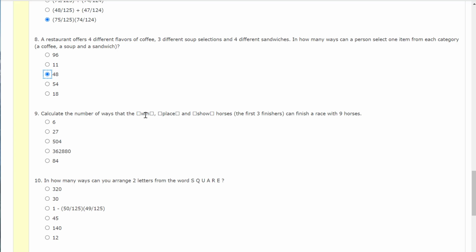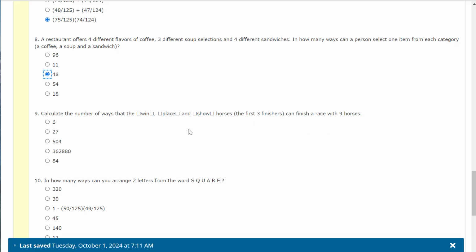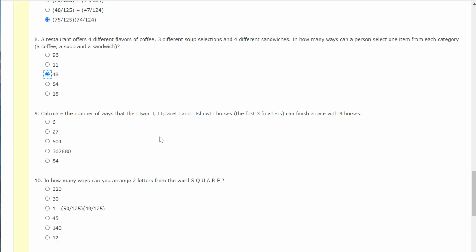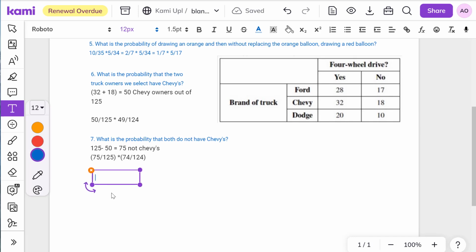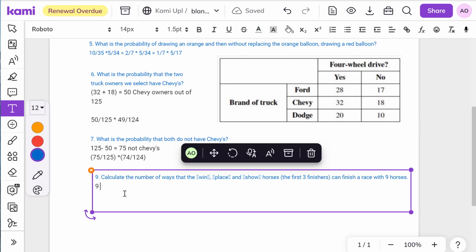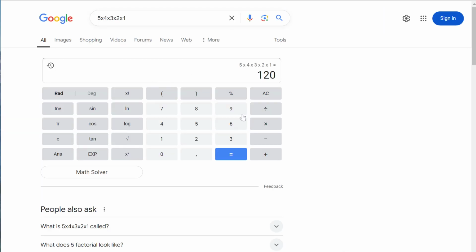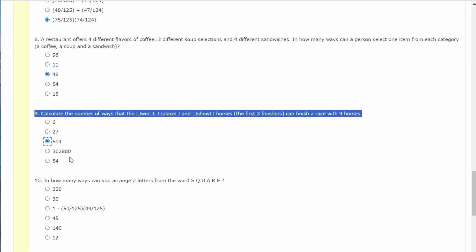Calculate the ways that win, place, and show, in other words, the first 3 finishers, can finish a race with 9 horses. We have 9 for the first, 8 for the second, and 7 for the third, right? Let me actually get that problem, even though it's going to have a typo in it. Well, not major typos, just the weirdness of the font. So it's just 9 times 8 times 7, and we'll have to use Google as a calculator. 9 times 8 times 7, enter, 504. There it is.